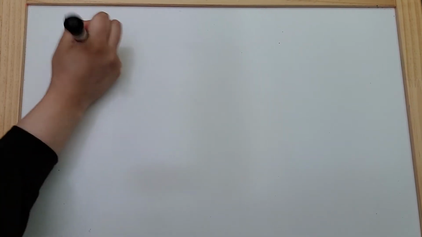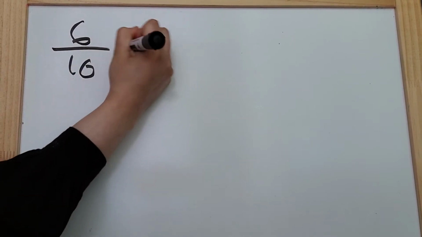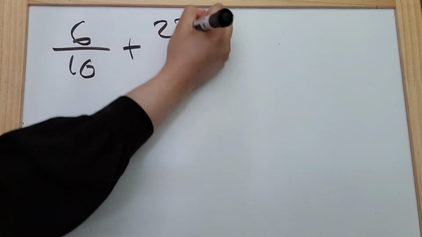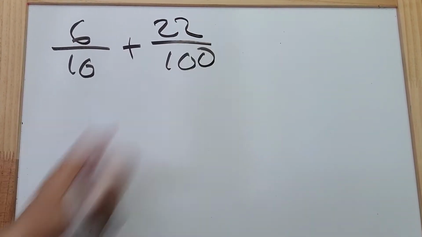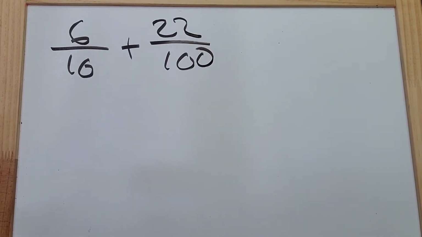Today we're going to be learning how to add tenths and hundredths. Now, in your problem sets, you're going to see something like 6 tenths plus 22 hundredths, and that might seem a little confusing.